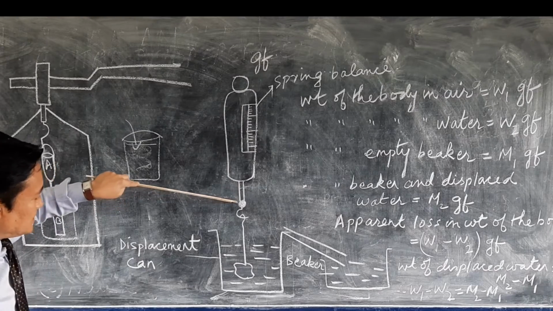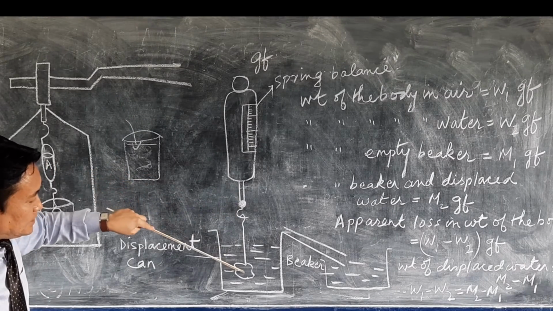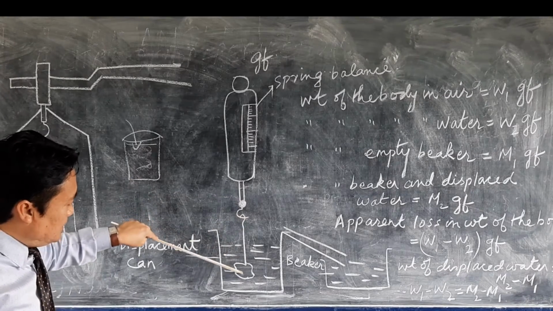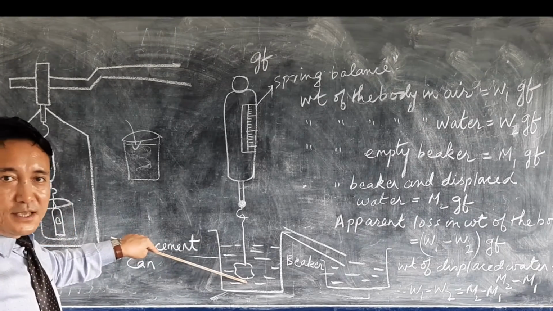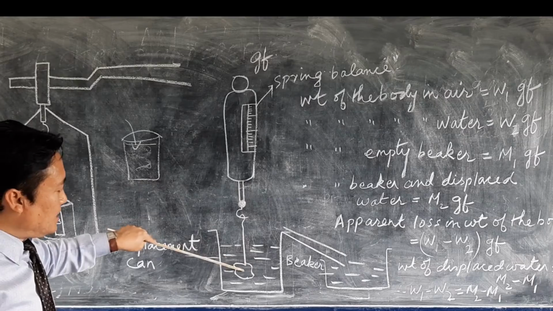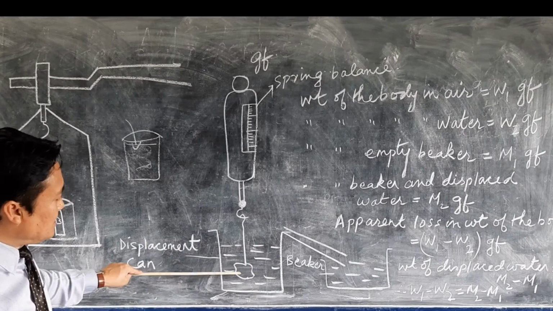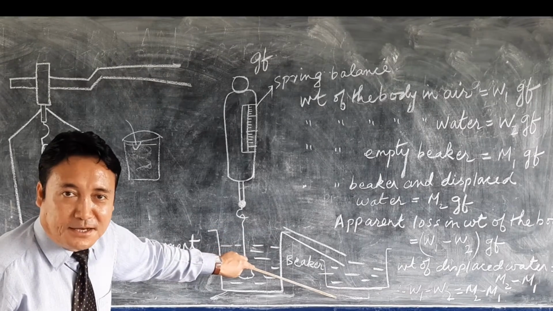Okay, now what you do is that slowly, now immerse the stone inside the water. Once you immerse the stone inside the water, find the weight of the stone in air as well as the stone in water also. First you find the weight of the stone in air, and the weight of the beaker in air.